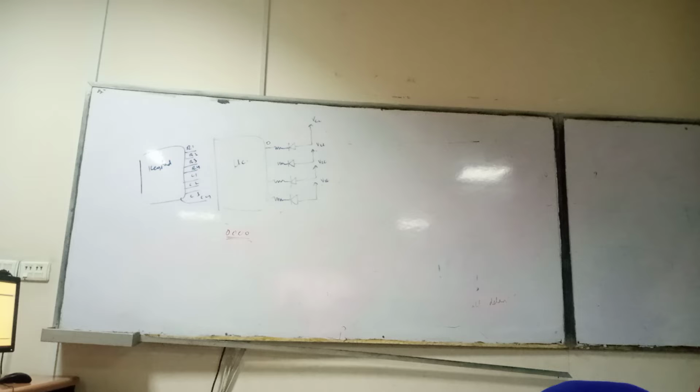Now if you look at this keypad, there are 4 rows and 4 columns. N1, N2, N3 and N4 are the columns. I call them C1, C2, C3 and C4. No, N1, N2, N3 and N4 are the columns, and M1, M2, M3 and M4 are the rows.